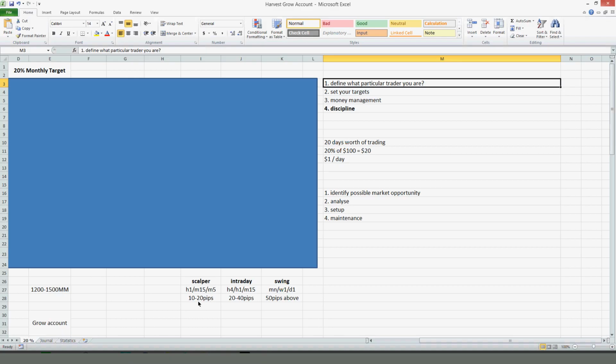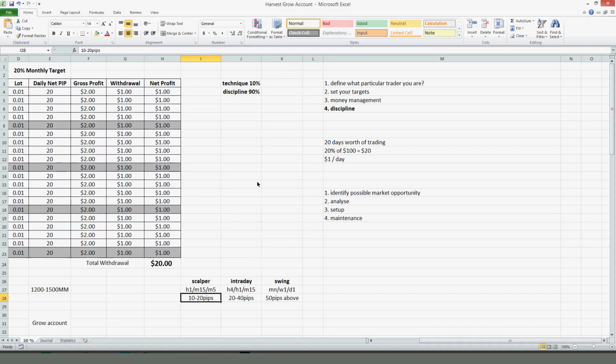Okay, so if I know I'm going for scalping, then I should go at H1, M15, and M5. Once I know which time frame I'm going for, then I know my targets, because now I can rationally say to myself that my target when I do scalping is about 10 to 20 pips. All right, let me just share this bit over here.